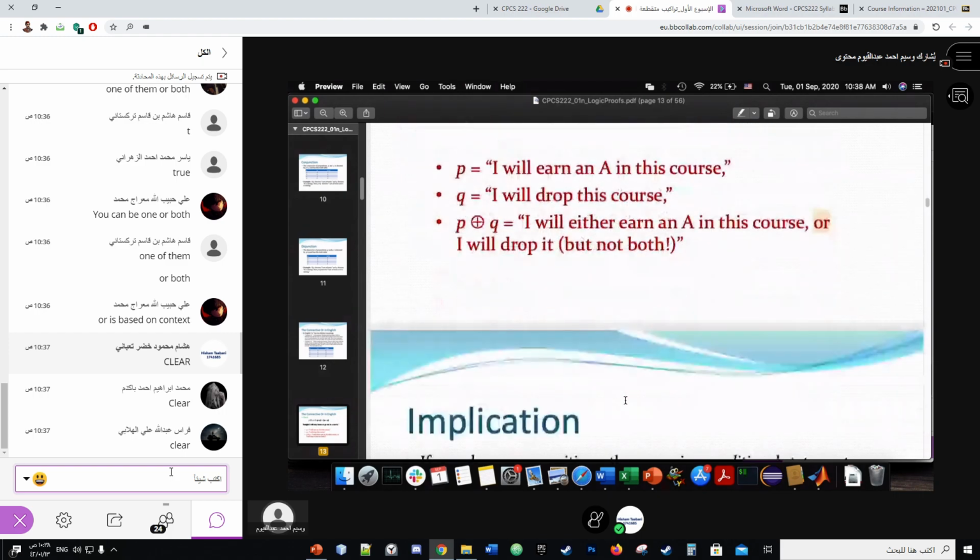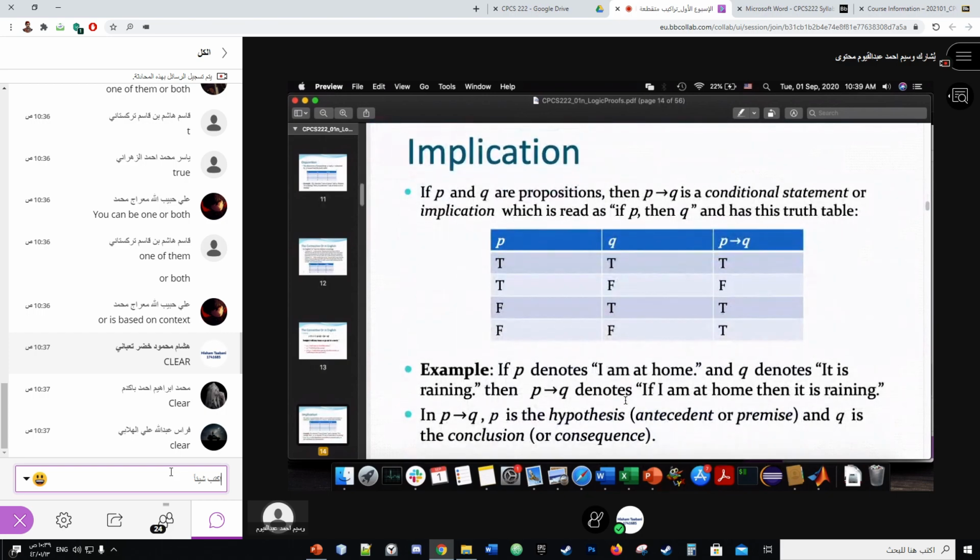Okay, so this is the fourth operator, the implication operator. This is a new operator. You might not have learned this in any of your previous courses. So this is how it is indicated. How do you read this? We say if P, then Q. So if I'm at home, then it is raining. If P denotes I am at home and Q denotes it is raining, it means if I am at home, then it is raining.